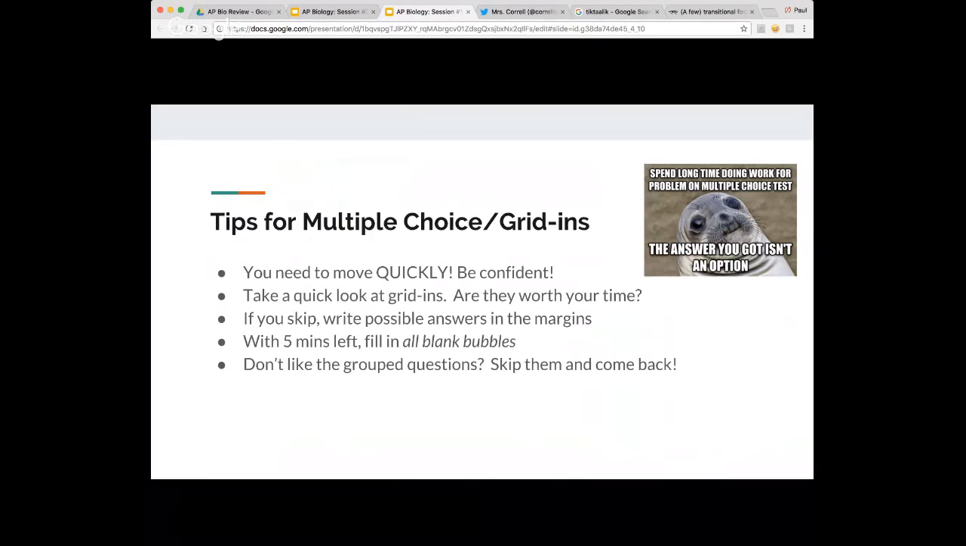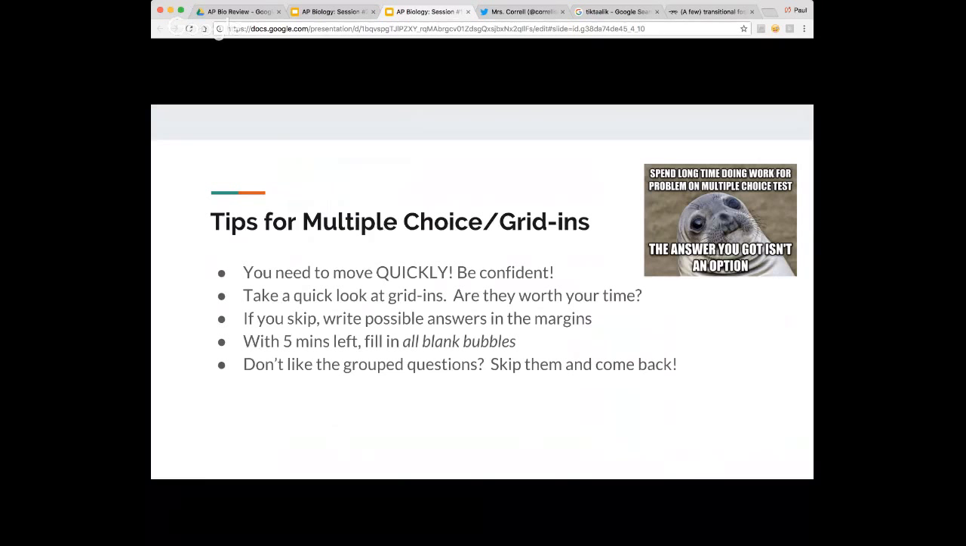If you skip, again, write some sort of an answer, because when they call 5 minutes, 10 minutes left, if you still have multiple choice questions unanswered, please just put something. Take a guess, because you won't receive anything for a blank answer. But if you guess wrong, they won't take any points away from you. You just won't get any.